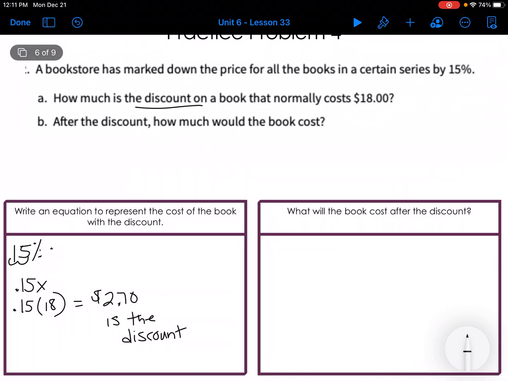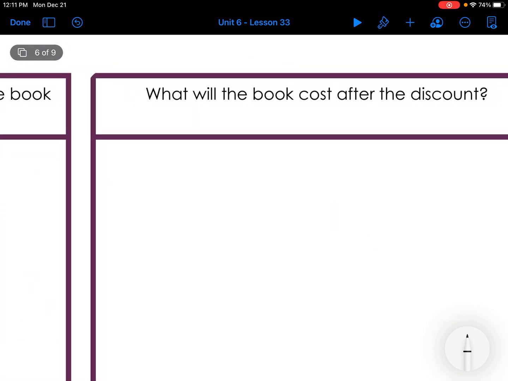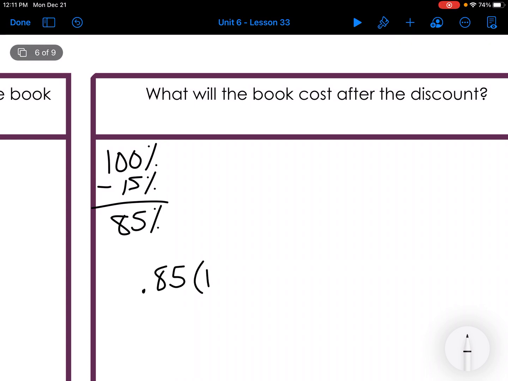All right, then they want to know, what will the book cost after the discount? So let's make an equation that says that. If I have 100% and I'm saving 15%, that means I'm paying 85%. So that'd be 0.85 times 18. And I get $15.30.